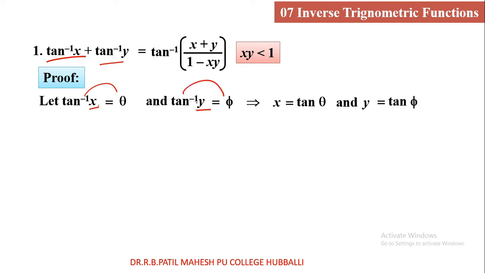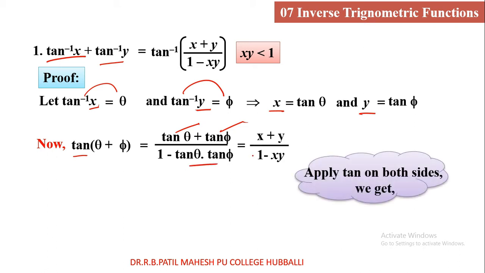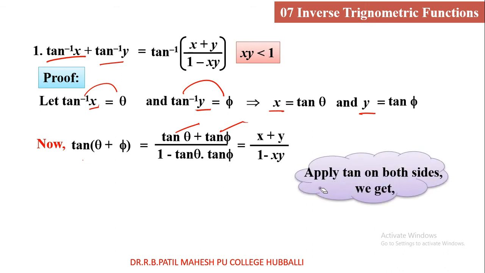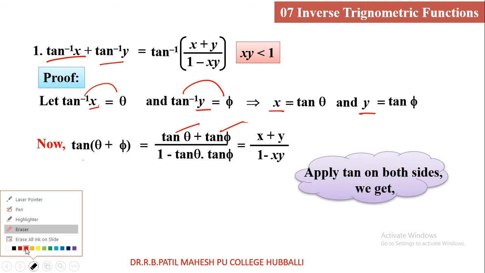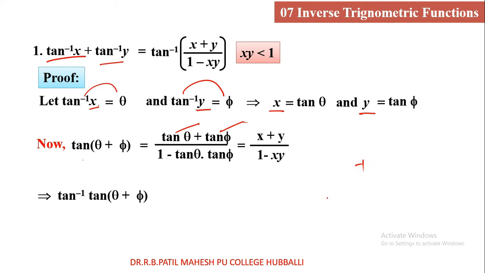So after that, now consider a formula in trigonometry, tan of theta plus phi, that will be tan theta plus tan phi upon 1 minus tan theta into tan phi. Now replace the value of tan theta, that is x, then tan phi, that is y, in this RHS, so that you can see x plus y upon 1 minus x into y. Dear students, apply tan inverse on both the sides. This is actually tan inverse on both the sides, so that tan inverse of tan of theta plus phi is equal to tan inverse of x plus y upon 1 minus xy.